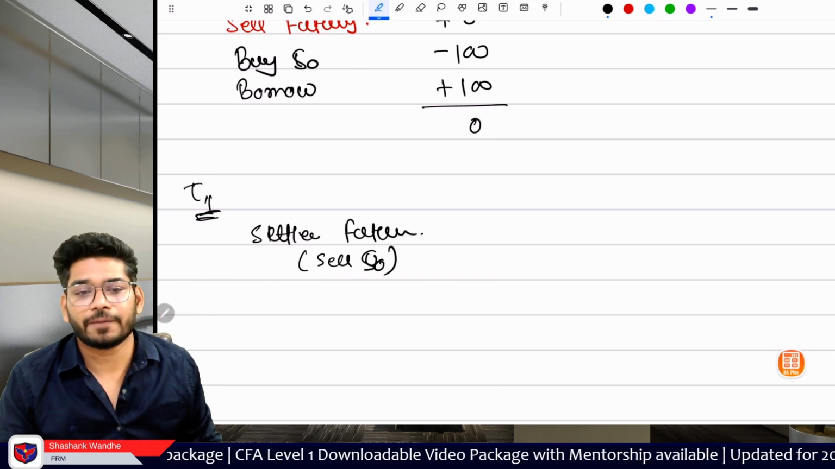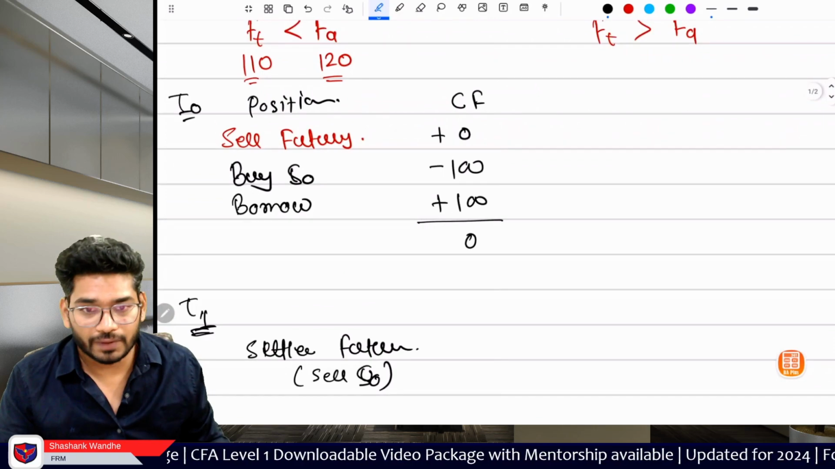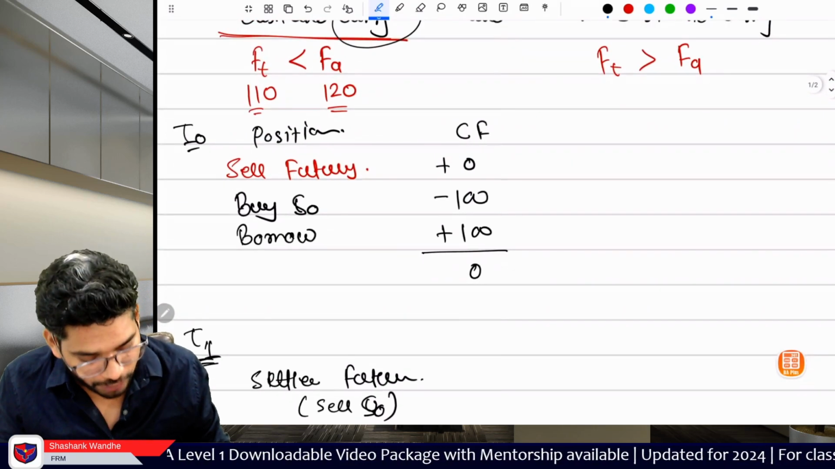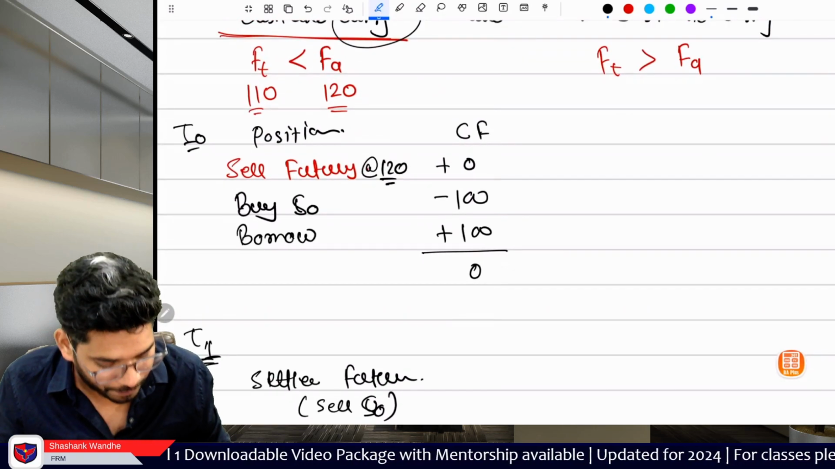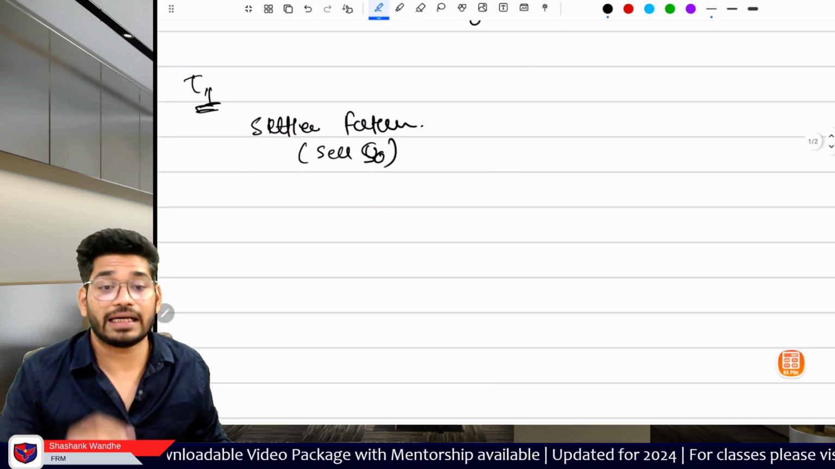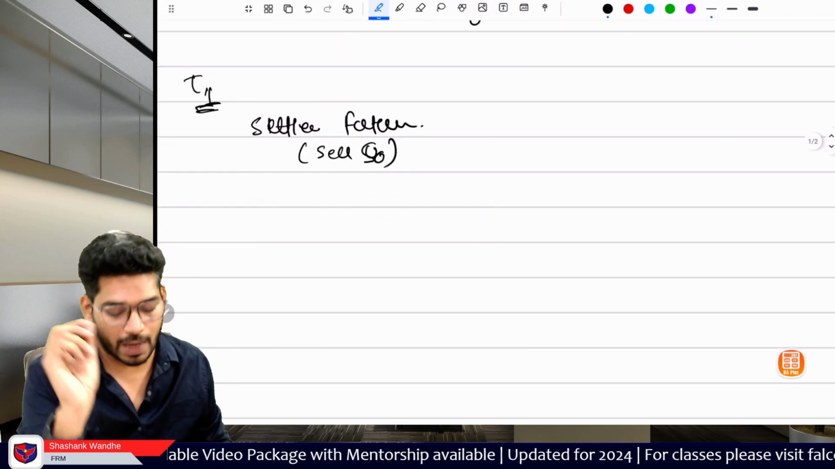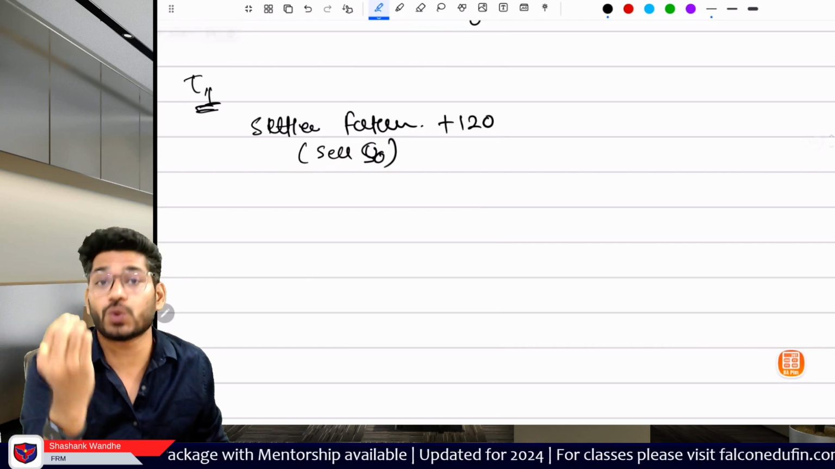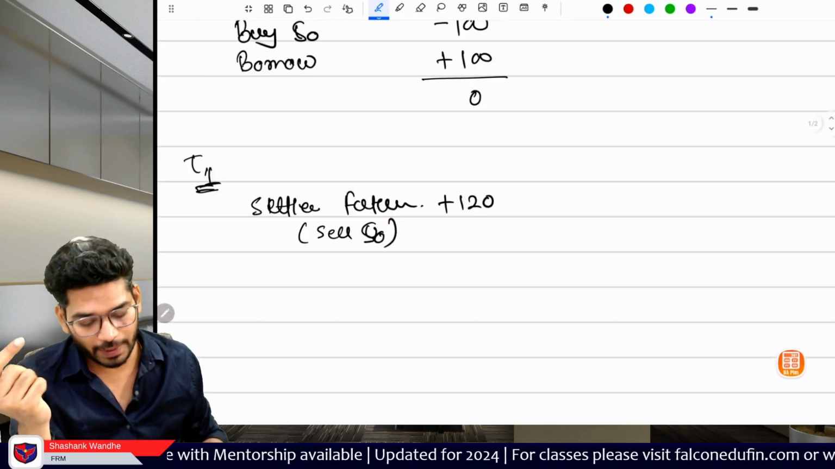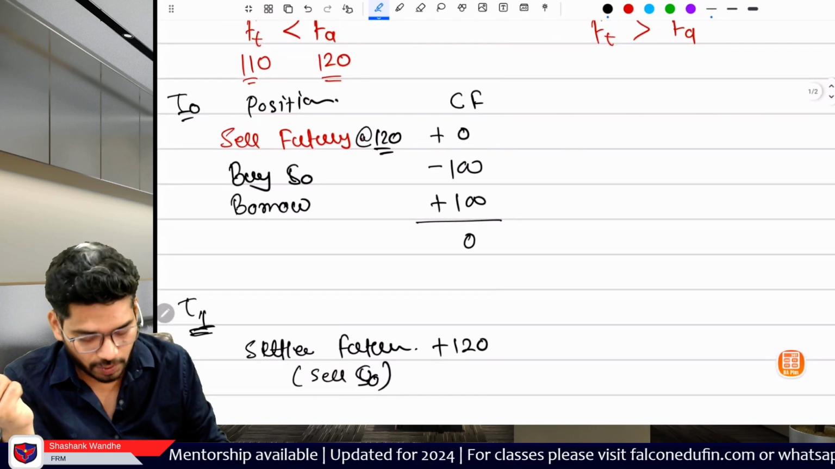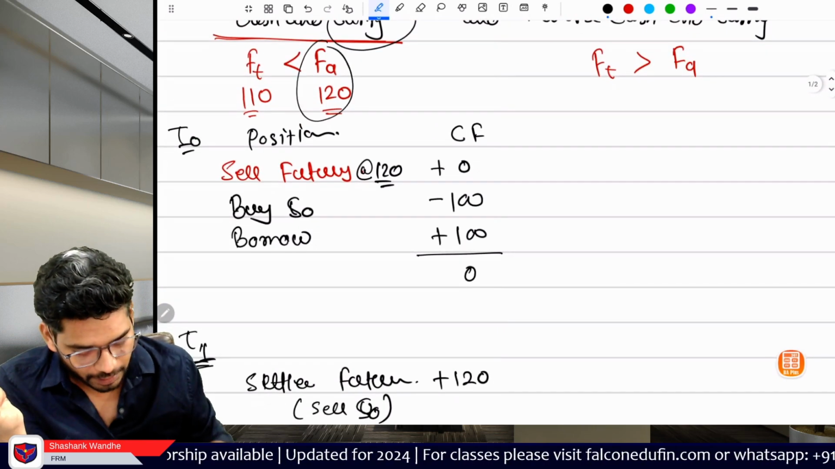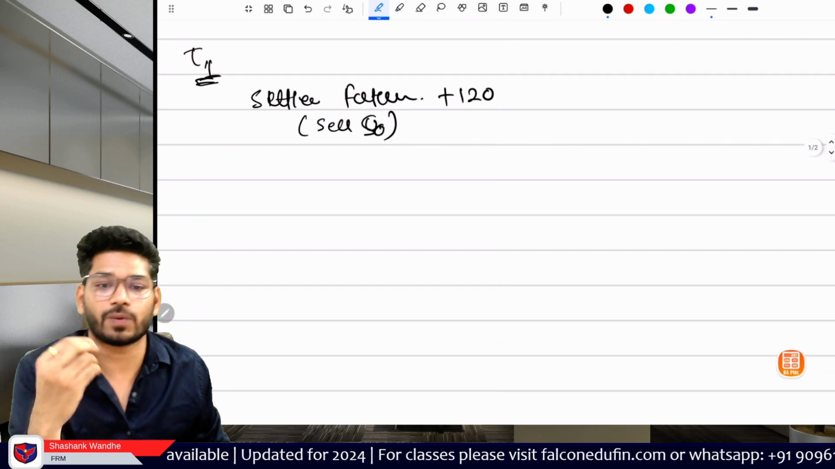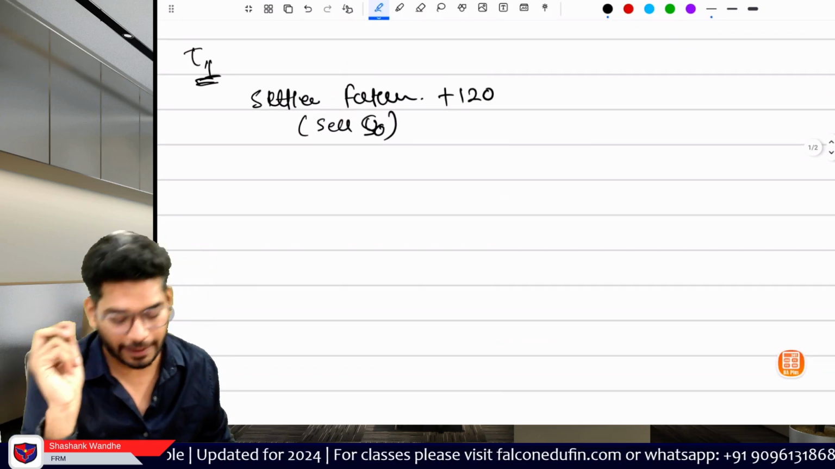If you sell the underlying, at what rate? Remember, we entered the futures at 120. So we will be able to sell this underlying at 120, and we will get the cash flow of 120. Very simple, because we entered it at 120, because this was the actual price. And we will settle it at 120. Simple. Settle futures at 120.